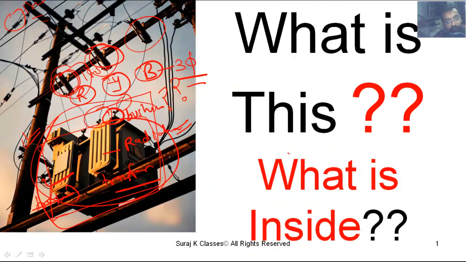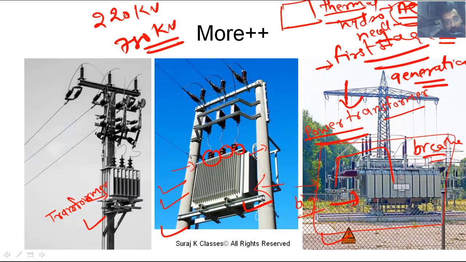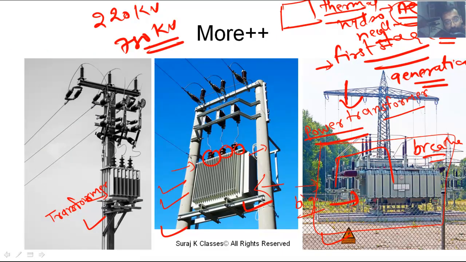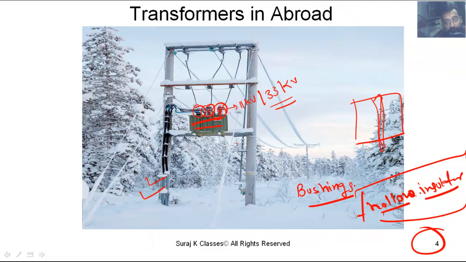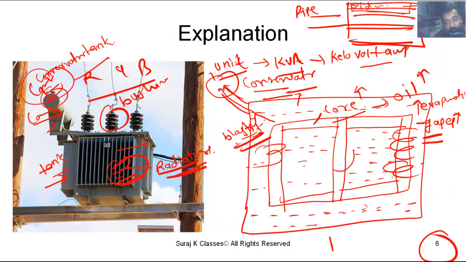Slide number 1 covered the basic notations of the transformer, what these accessories are called. Slide number 2 covered the transformer's basic outline, how the power supply comes to the transformer and how it is converted. In slide number 3, we covered some photos and types of transformers. Slide number 4, bushing types. Slide number 5, inside view of the transformer. Slides 6, 7, 8 and 9, the working of the transformer, the conservator tank and radiators.